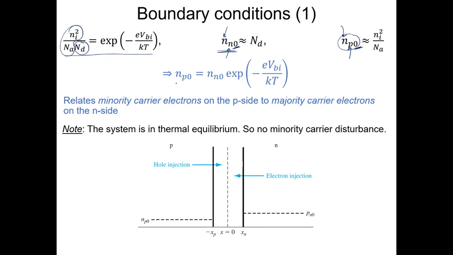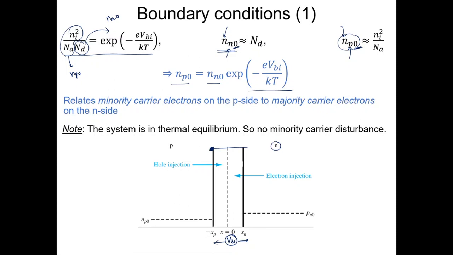So Np0 can be written as Np0 equals Nn0 exponential minus eVbi by kT, right? So this relates the minority carrier electrons on the P side to the majority carrier electrons on the N side. Remember that the electrons which were present at the N side start diffusing, and the number of electrons diffused to the other side, at let's say this point, is a function of the built-in potential Vbi, and will also be a function of how this Vbi is modulated with the reverse bias or forward bias, right?